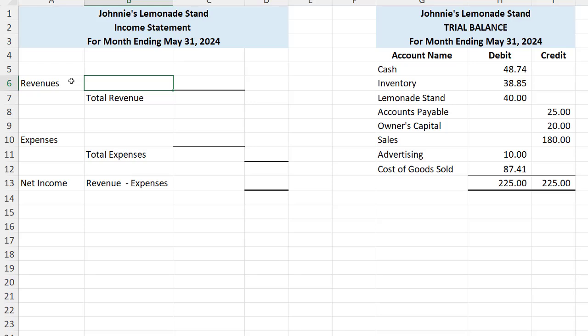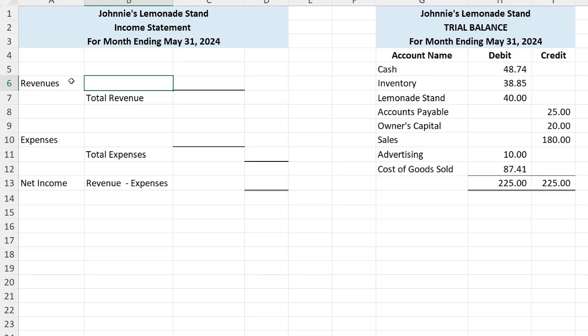Before preparing the final financial statements, accountants may use the trial balance to identify accounts that need adjustments, such as accruals or deferrals. After adjustments, a new trial balance, called an adjusted trial balance, is prepared. Johnny's Lemonade Stand doesn't have accruals or deferrals, so we do not need to enter any adjustments or create an adjusted trial balance. Because the trial balance is in balance, we can continue on to the income statement.